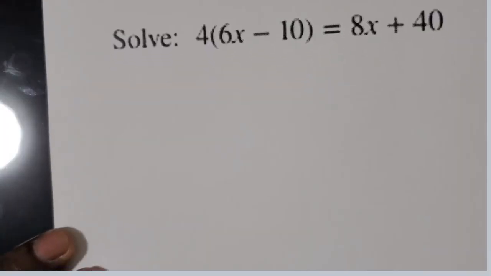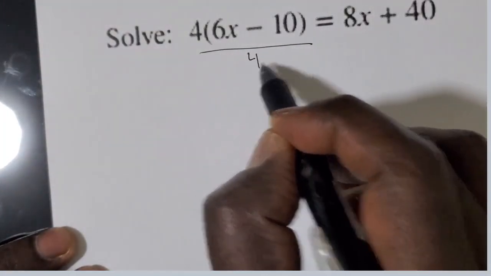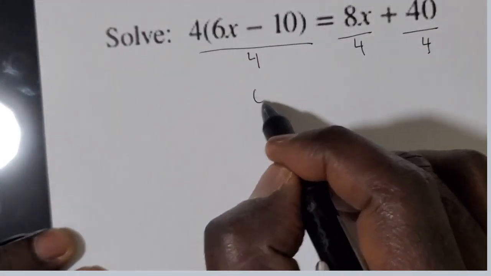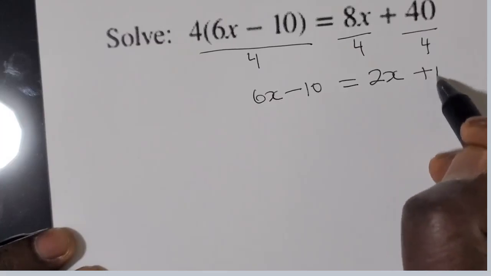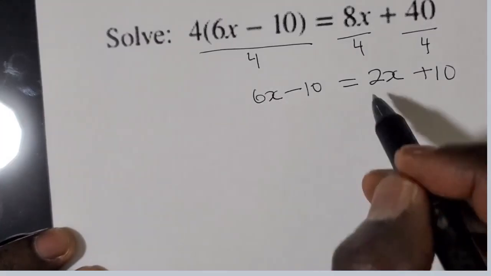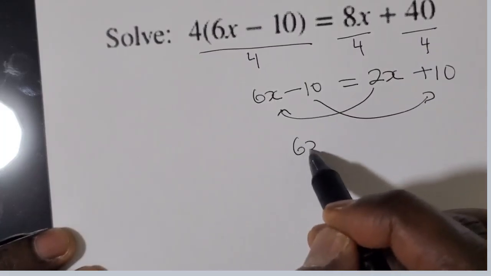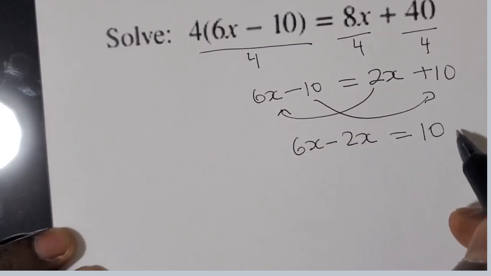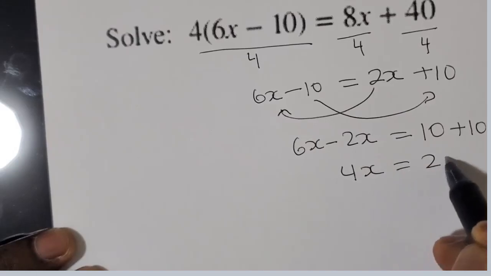Let's see how the Chinese will do it. See that 4 is divisible everywhere, so they will divide by 4 here, 4 and 4. This will turn into 1, and here will give us 2, and here will give us 10. And then from here they will combine like terms. Take this here, take that there. So 6x minus 2x equals 10 plus 10. 4x equals 20.